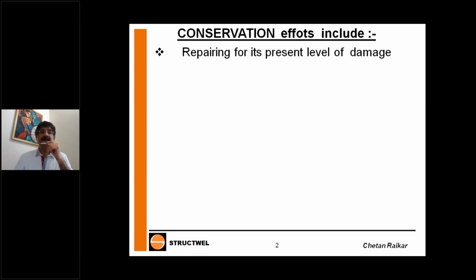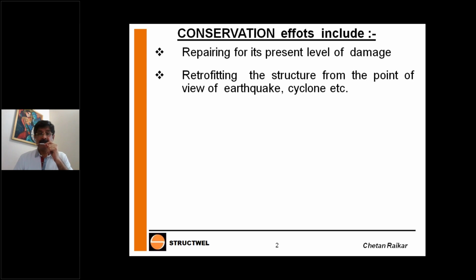First is repairing the structure for its present level of damage. Is that not what structural engineers do for other structures which are not heritage structures? We are restoring and repairing bridges, dams, and multi-storied structures. So how is conservation different from repairing? Of course, we'll come to that point also.